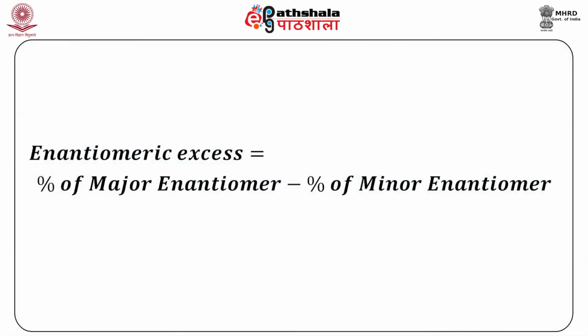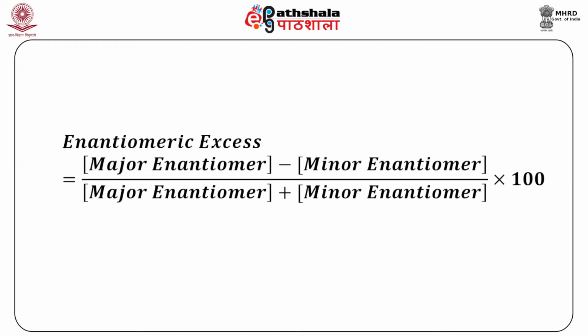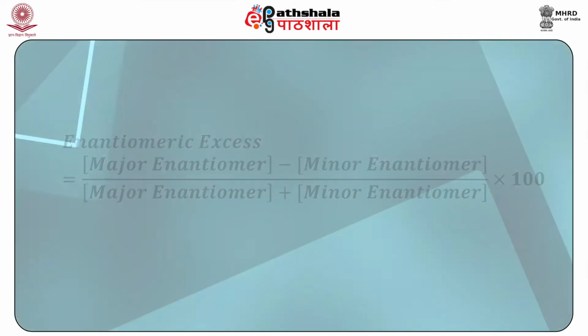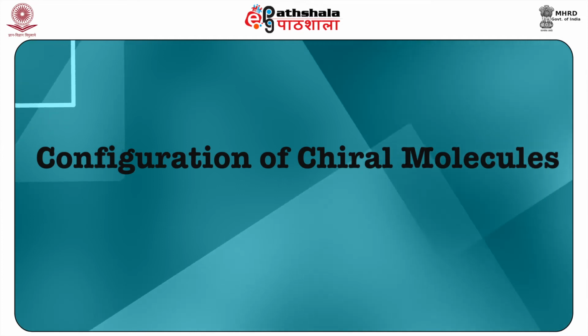It can be expressed mathematically as enantiomeric excess equals the percentage of the major enantiomer minus the percentage of the minor enantiomer. Enantiomeric excess can also be calculated from the concentrations of the major and minor enantiomers. Another formula would be the concentration of the major enantiomer minus that of the minor enantiomer, divided by the total concentration, that is the sum of the major and minor enantiomer concentrations, times 100.